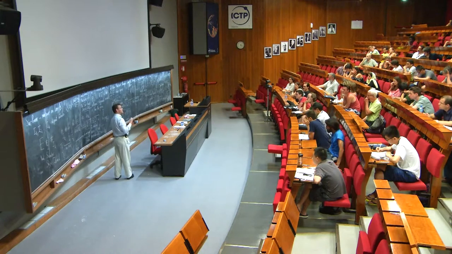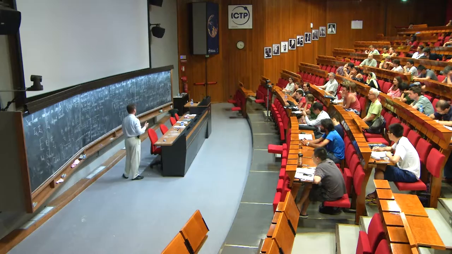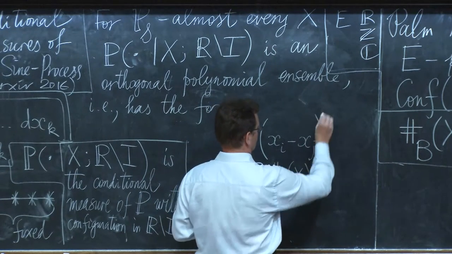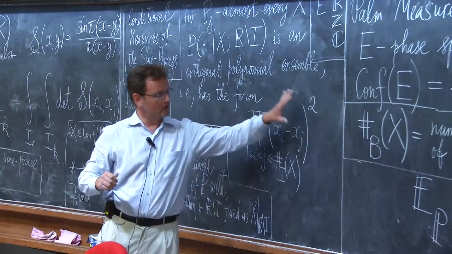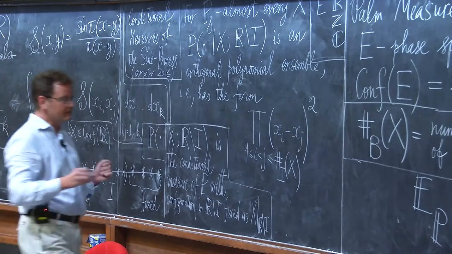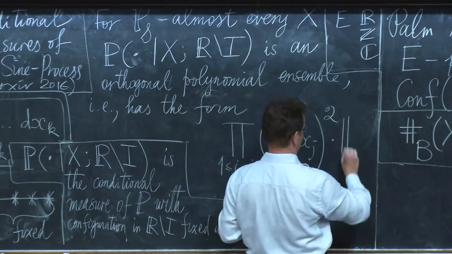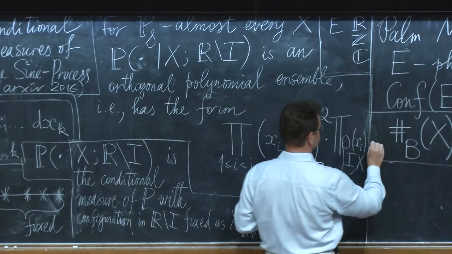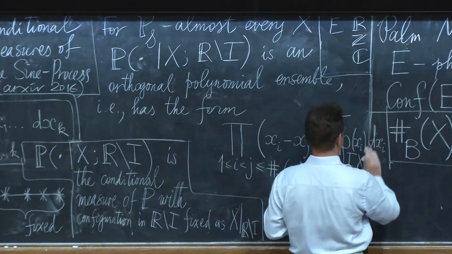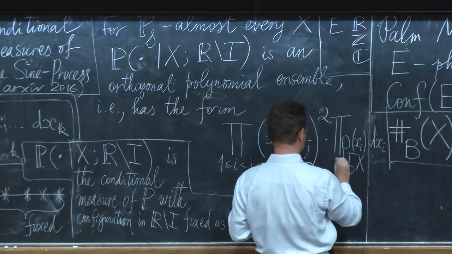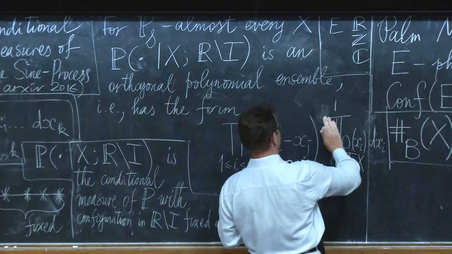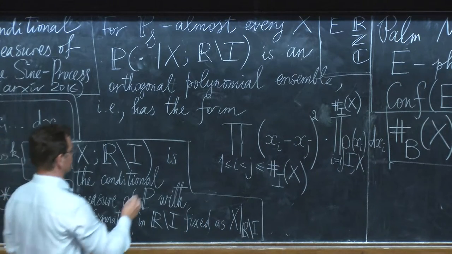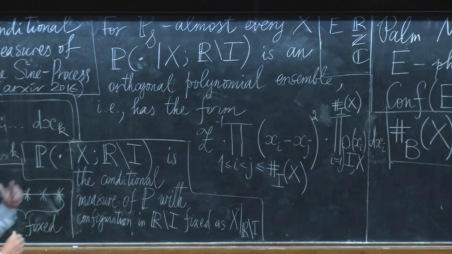Then there is interaction. This property can be understood as some analog of the Gibbs property. So then there is interaction between particles. What is the interaction between particles? It is, in fact, the interaction as in a log gas. So the potential of the interaction is the log of the distance between particles. And then there is a one-particle potential, which I denote by rho_I(x_i) dx_i, i from 1 to this number. And of course, there is some normalization constant, just so that this be a probability measure.